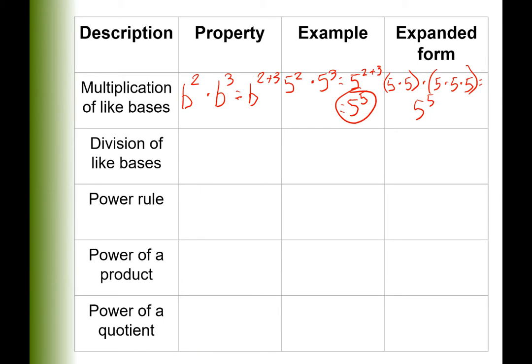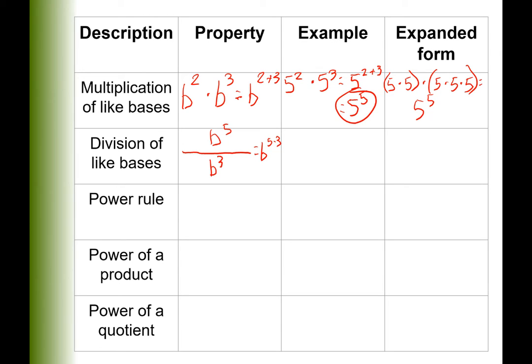Now, what happens when we have division? We'll use the example from earlier. Say we have b to the 5th and b to the 3rd. With multiplication, we had to add the exponents. Since division is the opposite of multiplication, we're going to do the opposite of addition, which is subtraction. So we'll do b to the 5 minus 3.